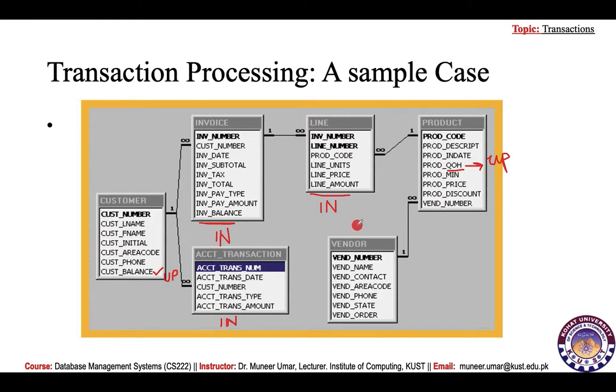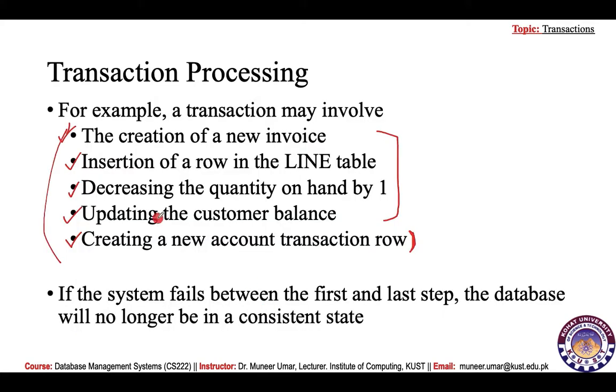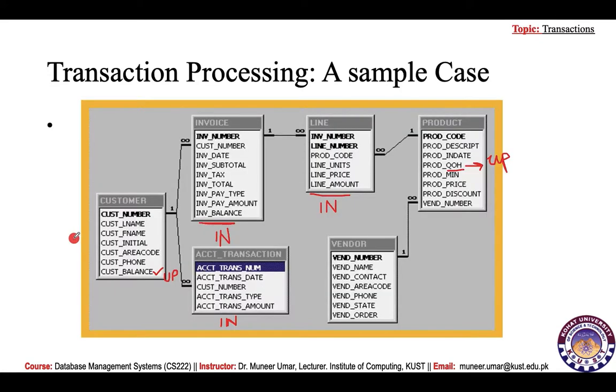Now in this transaction we have 5 statements, 1, 2, 3, 4 and 5. These are the 5 statements. Some are insert and some are update. Suppose let's say this one got executed, this one got executed, these 4 got executed, and this one failed to execute. What will happen? Here the balance is decreased on purchase of something, invoice is generated, and this line is also updated, but the product quantity is not decreased.